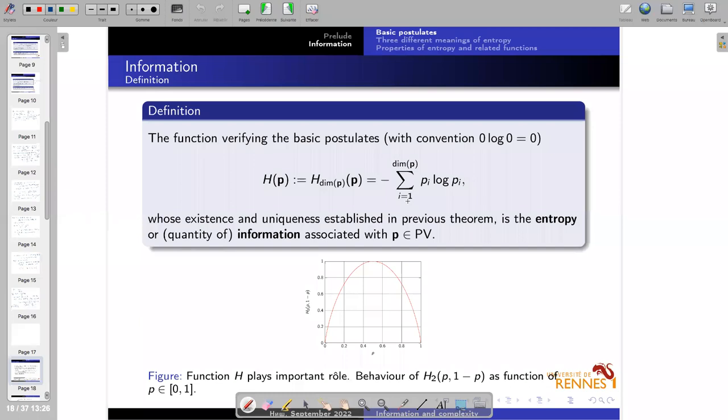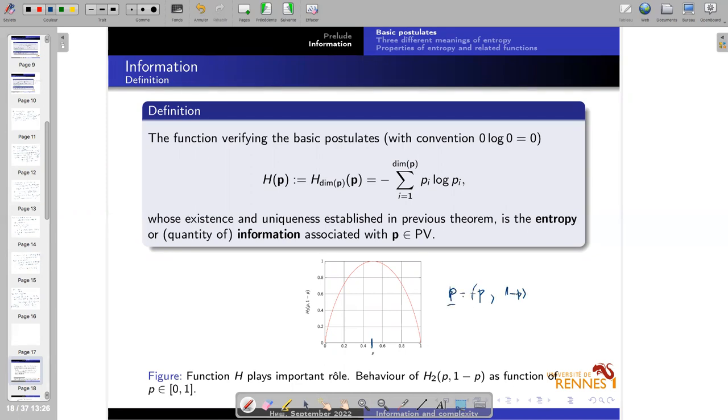So this is a function that we have already seen in physics, certainly. Here we have done a rigorous mathematical proof that the function is like that, must be like that. And since this function plays an important role, I just draw here the graph of the function H for dimension equal to 2, that means for the cardinality equal to 2. And you see that when the cardinality is equal to 2, the probability vector will be P, 1 minus P.